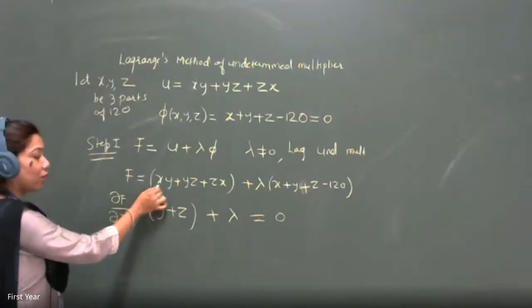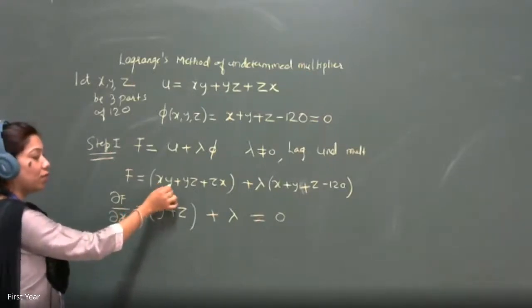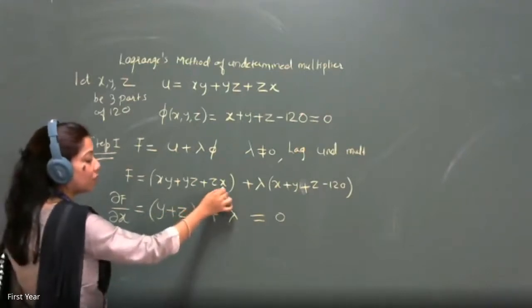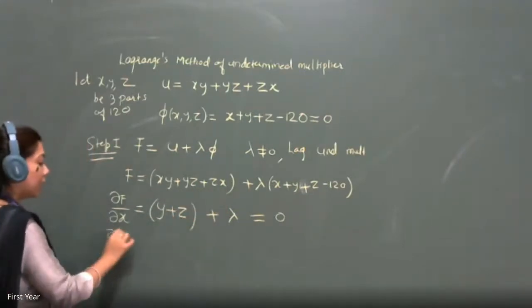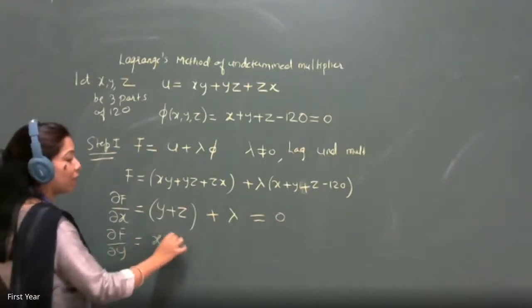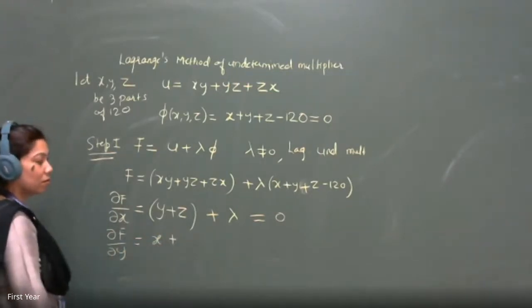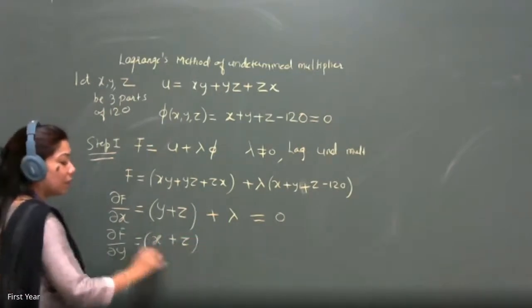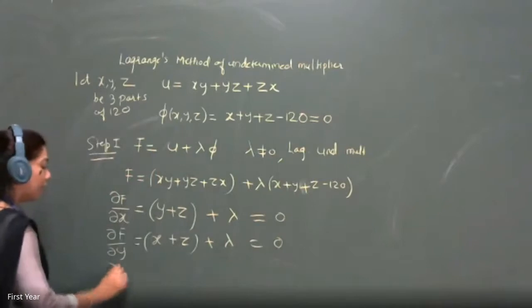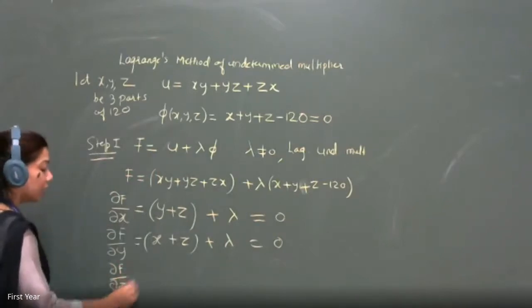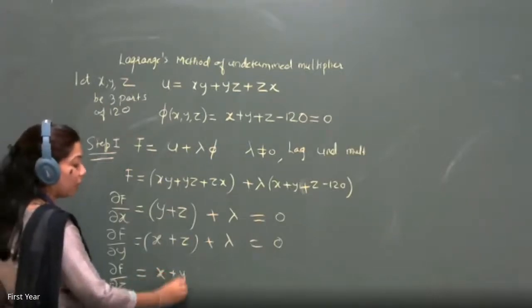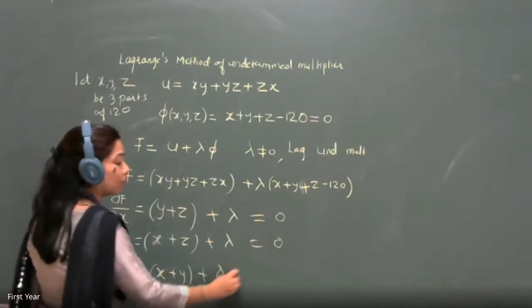Here you have x into y, so the derivative of x is 1 and y is constant; and with z as it is, the derivative of x is 1, so it will be y plus z plus lambda equal to 0. Then delta F by delta y. What is delta F by delta y? x plus z plus lambda is equal to 0. Then delta F by delta z. What is delta F by delta z? x plus y plus lambda is equal to 0.